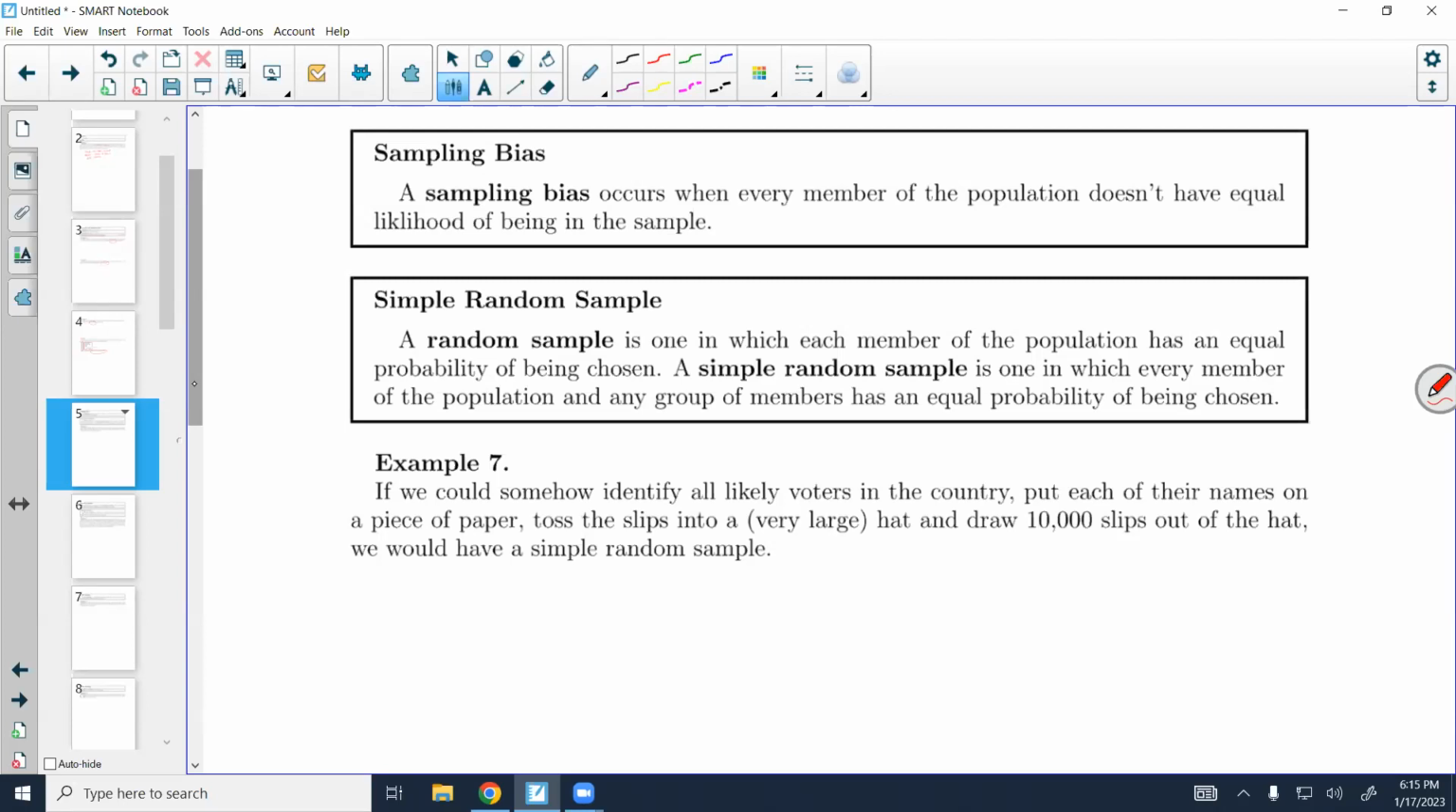Which brings us to simple random sample. A random sample is one in which each member of the population has an equal probability of being chosen. A simple random sample is one in which every member of the population and any group of members has an equal probability of being chosen. So if we could somehow identify all likely voters in the country, put each of their names on a piece of paper and toss the slips into a very large hat and draw out 10,000 slips out of the hat, we would have a simple random sample. We randomly pulled 10,000 names out of the hat that had everybody's name in it.